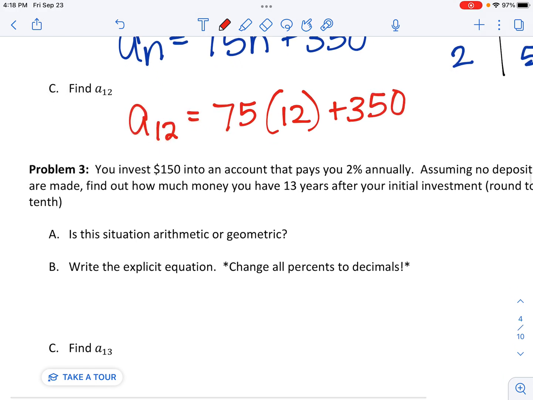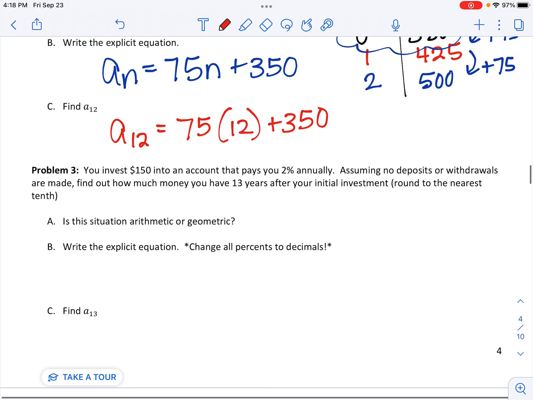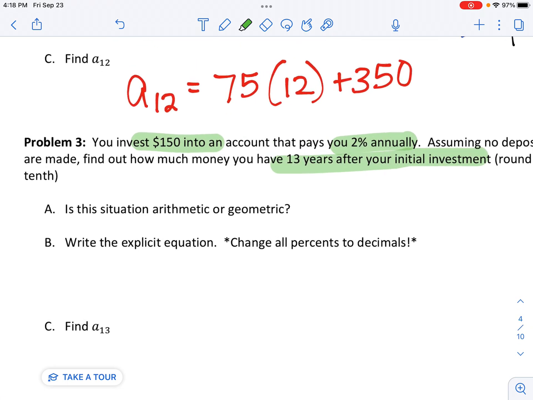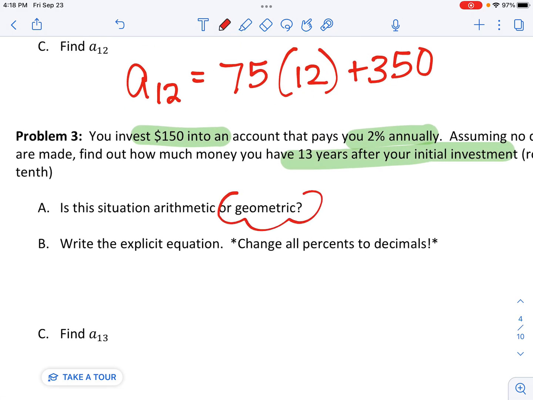All right, so you can plug that into your calculator and solve. Problem 3, you invest $150 into an account that pays you 2% annually. Assuming no deposits or withdrawals are made, how much money will you have 13 years after your initial investment? All right, this one's geometric, so I'll show you how, and then we'll talk about how you set it up.